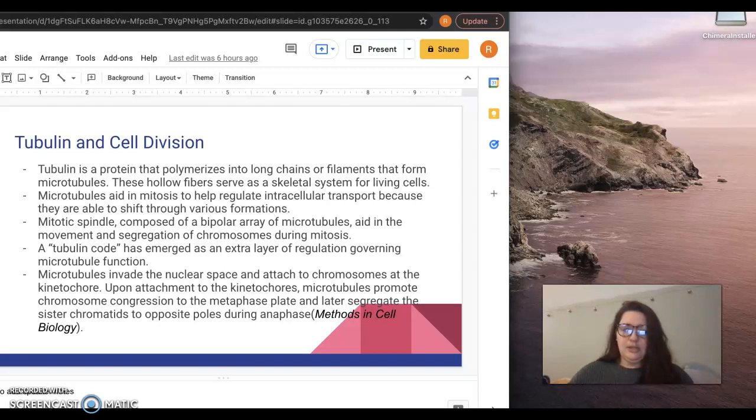The mitotic spindle, which is composed of a bipolar array of microtubules, aids in the movement and segregation of chromosomes during mitosis. The tubulin code has recently emerged in studies and has been shown to add an extra layer of regulation governing the microtubule function. The microtubules invade the nuclear space and attach to chromosomes at the kinetochore. Upon attachment to the kinetochores, microtubules then promote chromosome congression to the metaphase plate and later segregate the sister chromatids to opposite poles during anaphase.